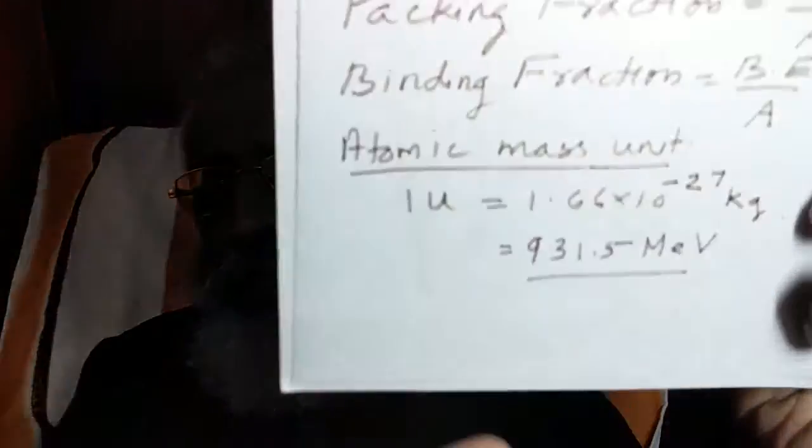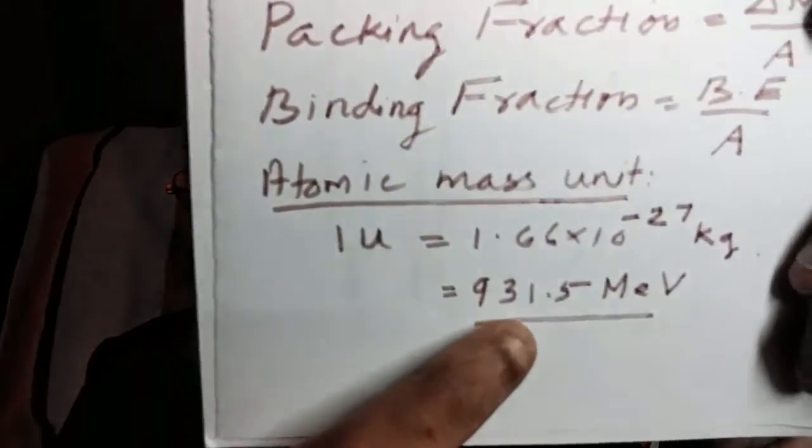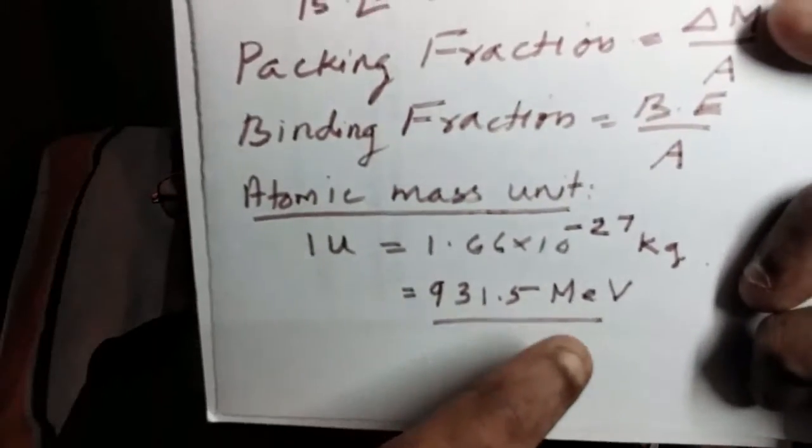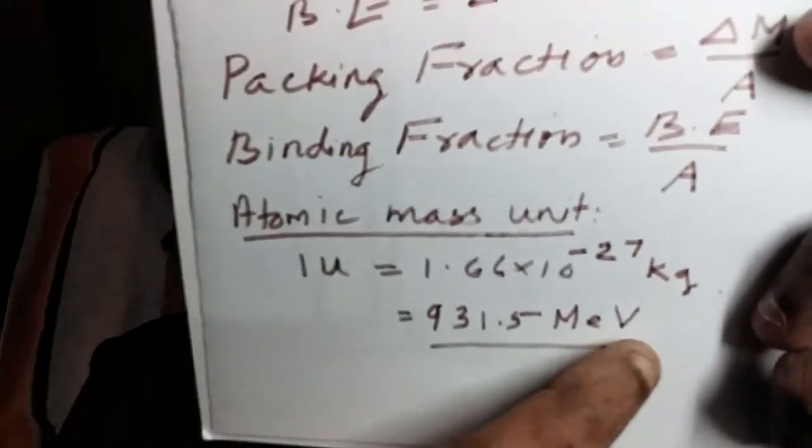Now, energy equivalent: if this one mass unit is converted into energy, that energy equivalent is given by 931.2 million electron volts, where 1 electron volt is 1.6 into 10 to the power of minus 19 joule. I have told you this earlier.